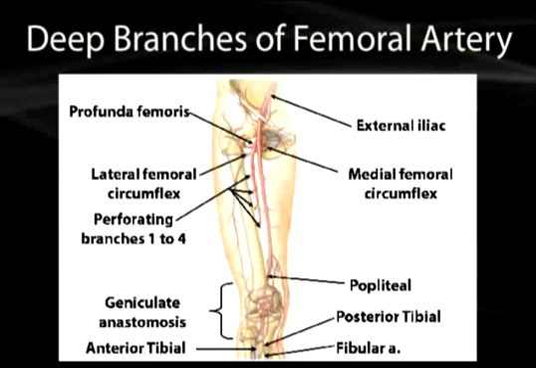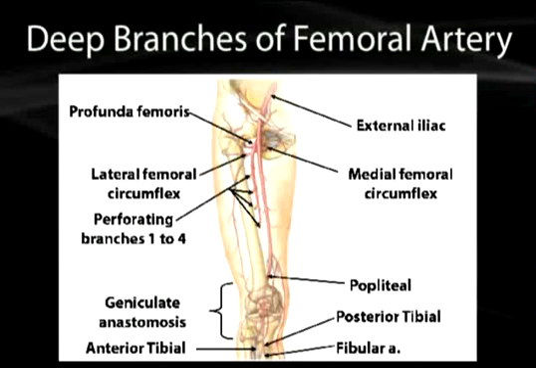If we look around at the posterior aspect, then we're going to have the anterior tibial coming forward off of the popliteal, and the posterior tibial staying in the posterior compartment and then dividing into a fibular artery, which will supply the lateral compartment via perforating branches. So the fibular artery itself, it's important to note, will stay with the posterior tibial artery in the deep posterior compartment. Therefore, both of those are compressed in a deep posterior compartment syndrome.